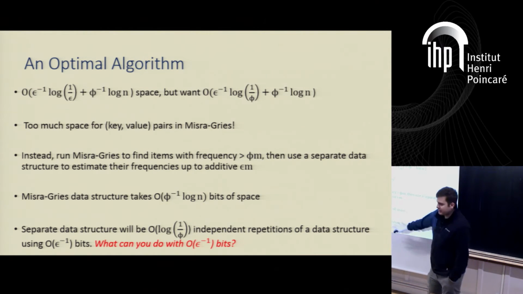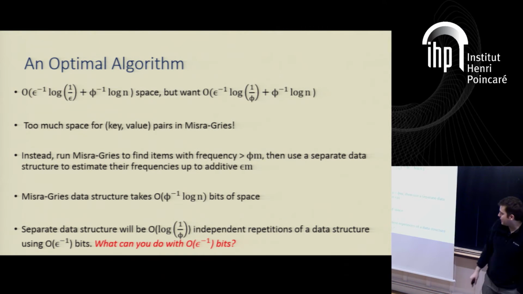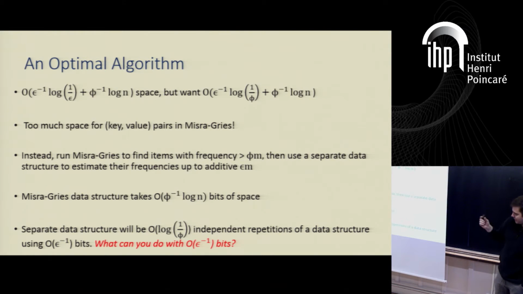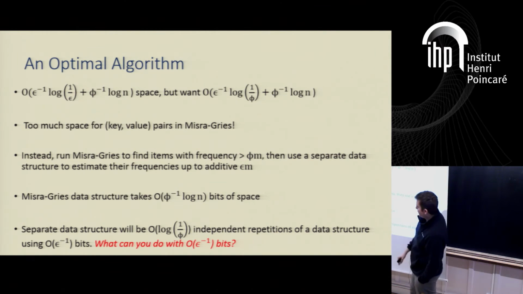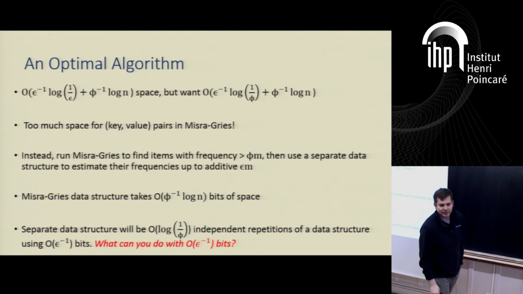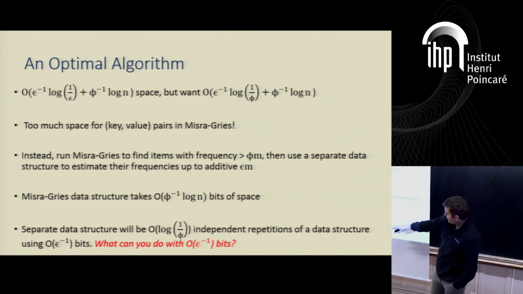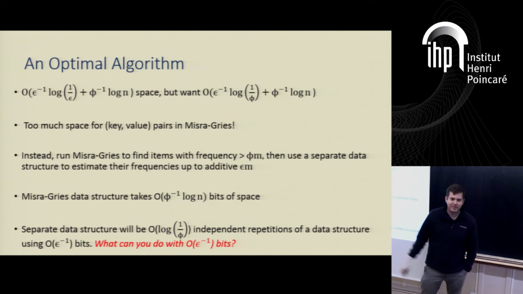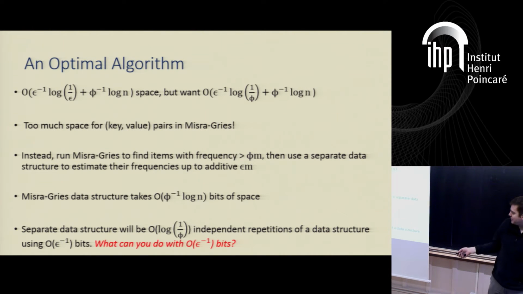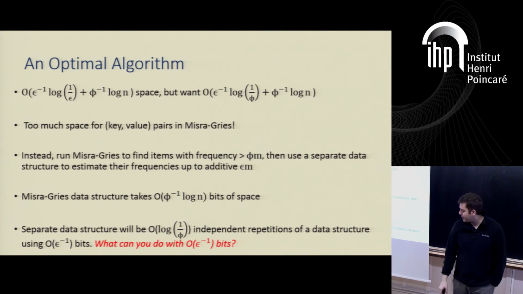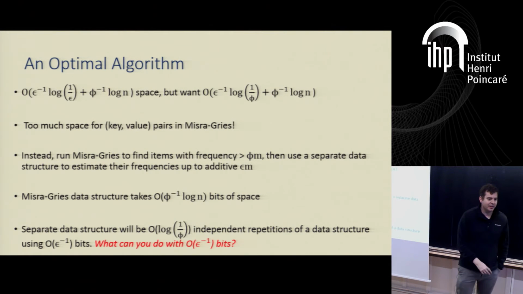This separate data structure, what is it going to look like? It's going to be log 1 over phi independent repetitions of a basic data structure. The basic data structure is going to use 1 over epsilon bits. So I multiply these two quantities, and I get this space bound. A question here is, what can you do with 1 over epsilon bits? It doesn't seem like enough to do much, right? I'm trying to use this separate data structure to estimate counts of individual items that Misra-Gries reports to me.